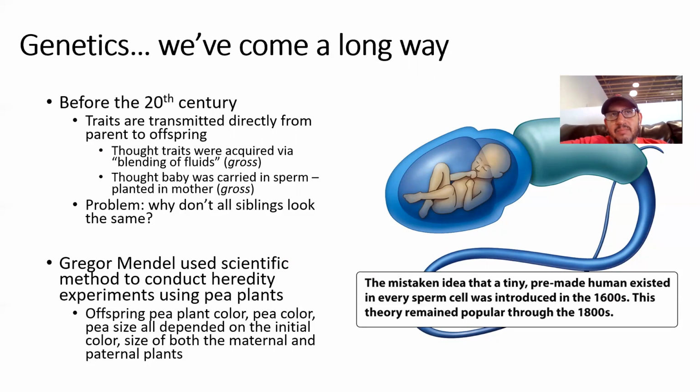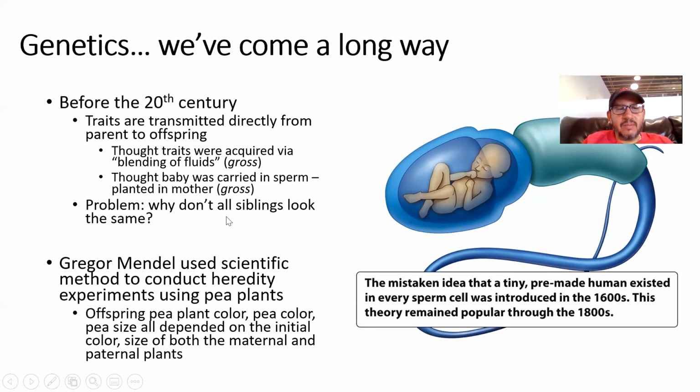Basically, that the parents transmitted their discrete units to their offspring. But back in the day, they thought that maybe it was a blending of the traits. But if it was a blending, then how come all the offspring that parents had look different? So why do siblings look so different from one another? So he was questioning that.